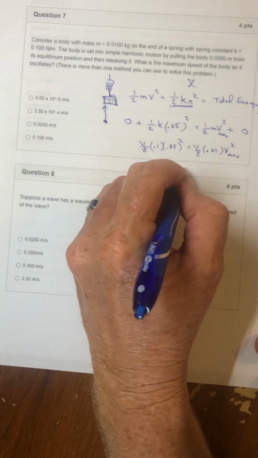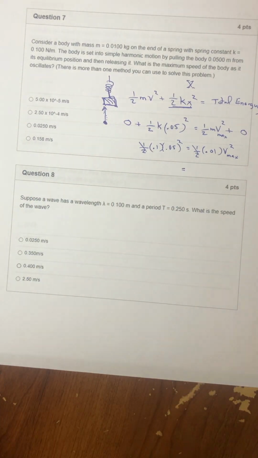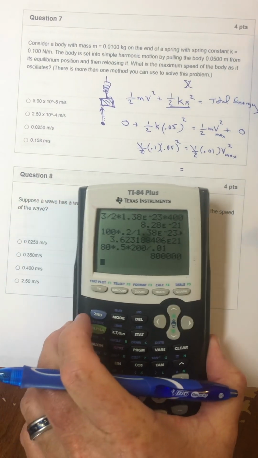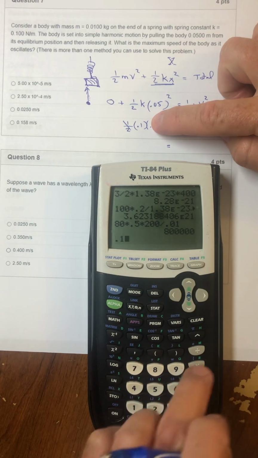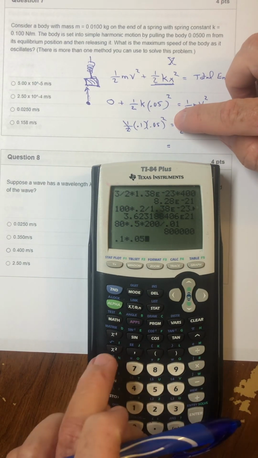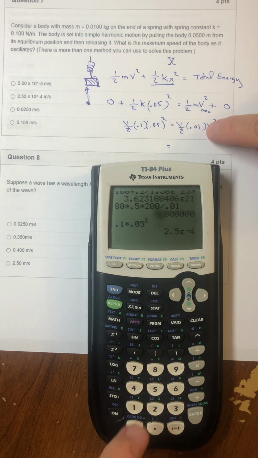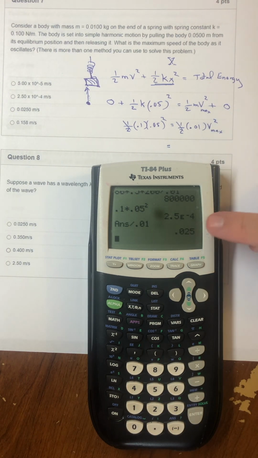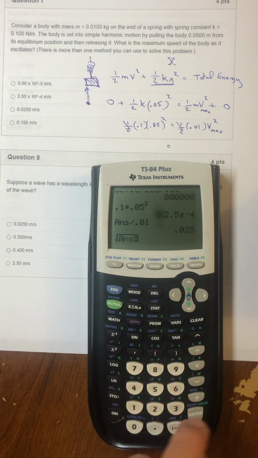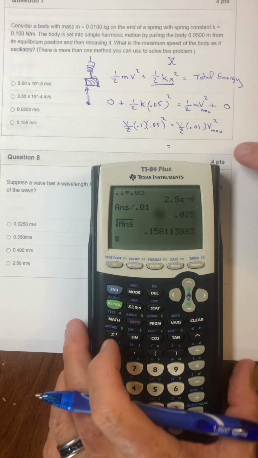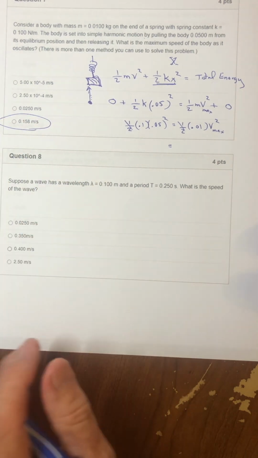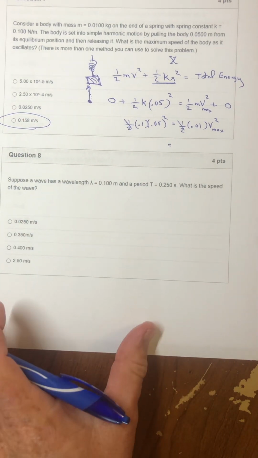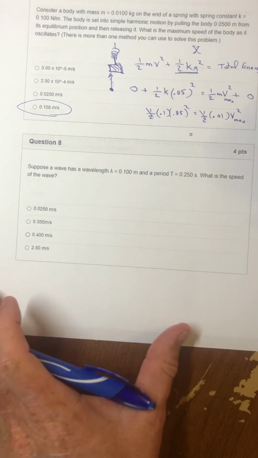And I guess I can save myself a little bit of calculator work by canceling off the 1/2. And so I'd have a 0.1 times a 0.05 squared here. And if I divide that by 0.01, that would be the speed squared. And so if I take the square root of that, I guess I am looking at D for number 7. Okay.